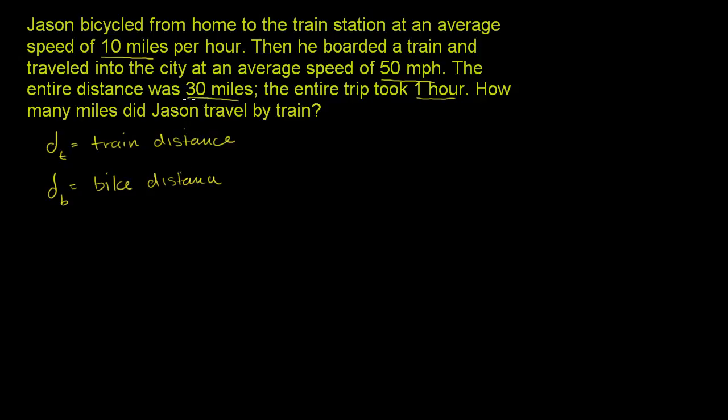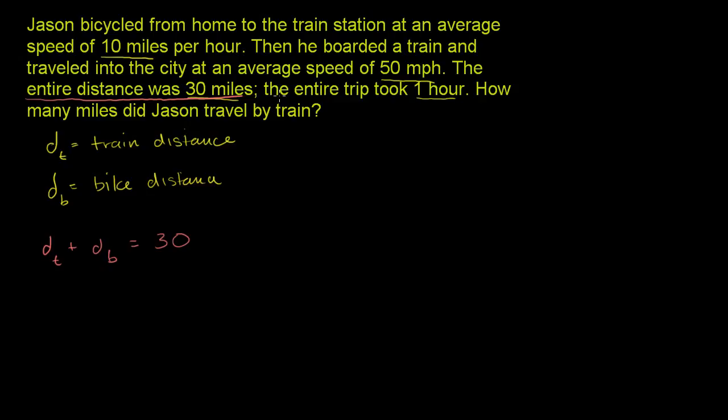Now, they give us one piece of information, that the total distance, the entire distance, was 30 miles. So that means that the distance by train plus the distance by bike is 30 miles. So I could write that right here: the distance by train plus the distance by bike is equal to 30 miles. That's what that constraint tells us.